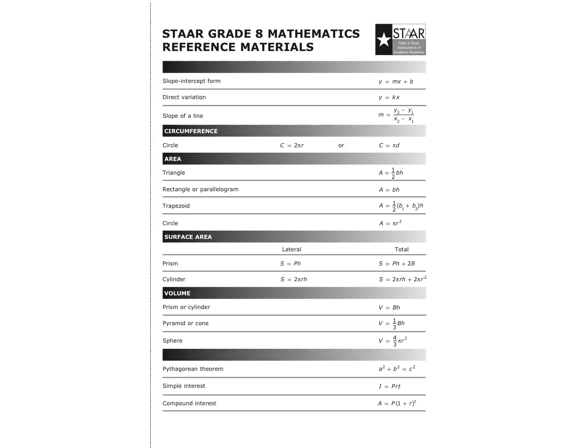Just a quick review of the reference materials provided. You're given the slope-intercept form equation, direct variation, y equals x, the slope of a line. So these are given for you. Also the circumference, 2 pi r, or pi times diameter, that's very useful. Area for triangle, rectangle, parallelogram, trapezoid, and for a circle. And you could be asked for the surface area of a prism or a cylinder. They could ask for lateral area or total surface area. And then you have your volume formulas.